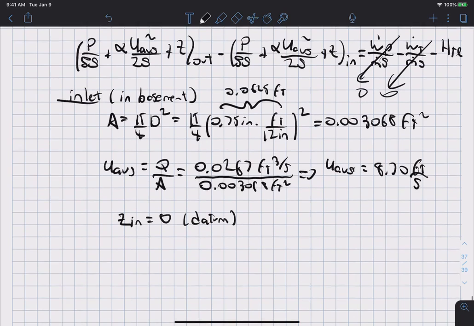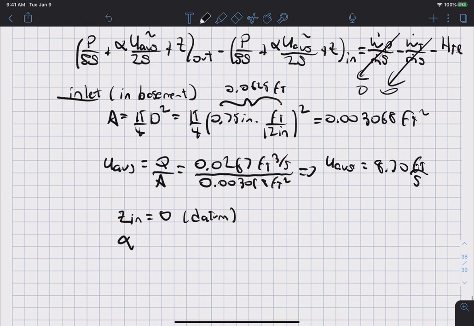And then we need alpha. And alpha is either 1 or 2. It is 2 if the flow is laminar in the pipe, and it is 1 or slightly greater than 1 if the flow is turbulent. So alpha, let's check the Reynolds number so that we know which one to use.